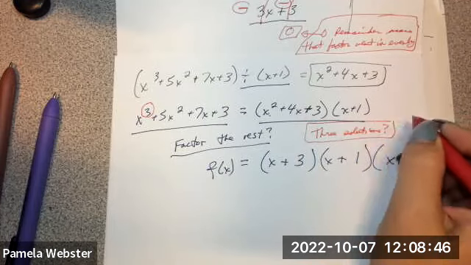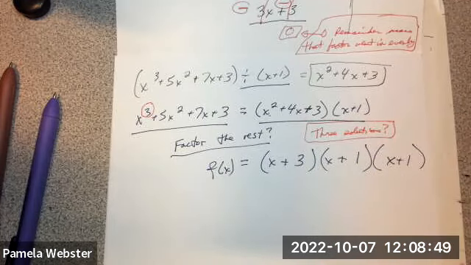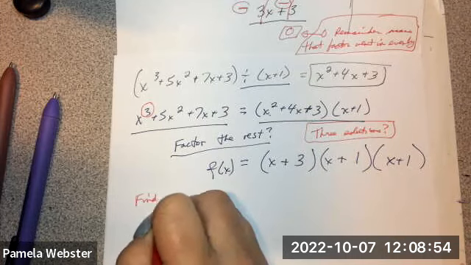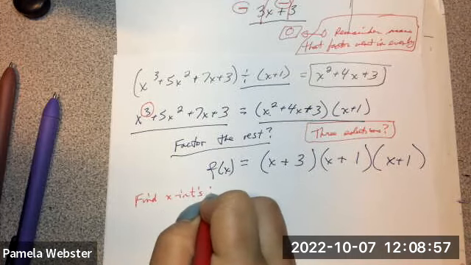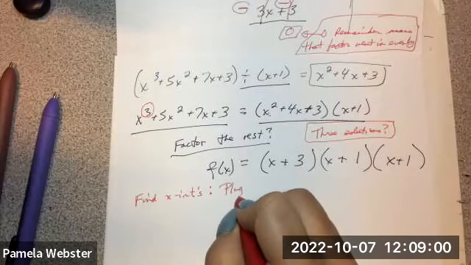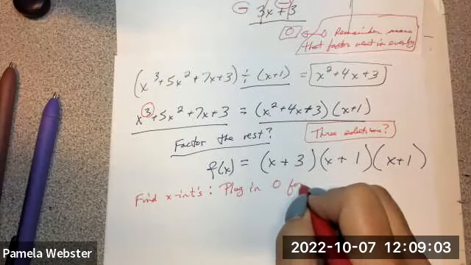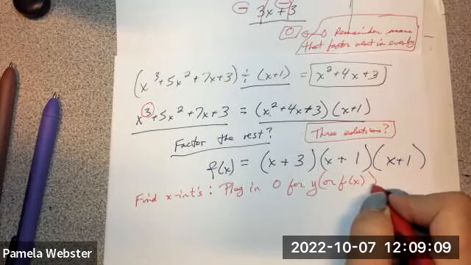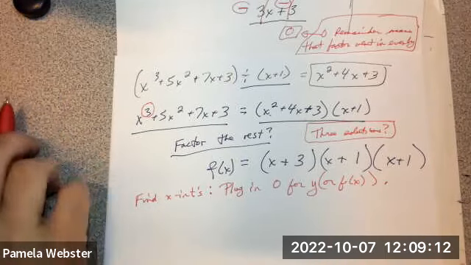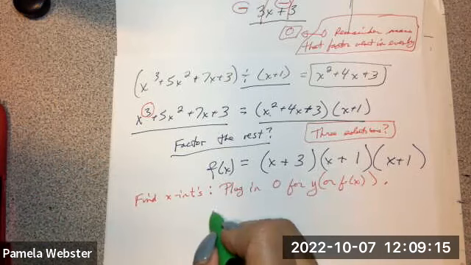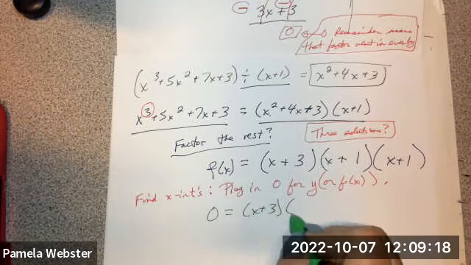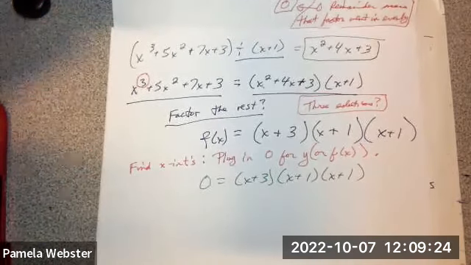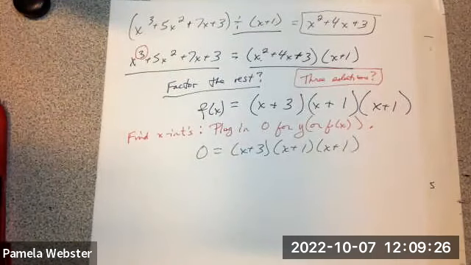We'll see, because what I need to do to find those, remember finding solutions is the same thing as finding x-intercepts. And to find an x-intercept, what we do is we plug in 0 for your y, or in this case, that's my f of x, right? Okay, so what we're going to do is say, 0 equals x plus 3 times x plus 1 times x plus 1. And we like that guy because it's easier to set my factors equal to 0, right?